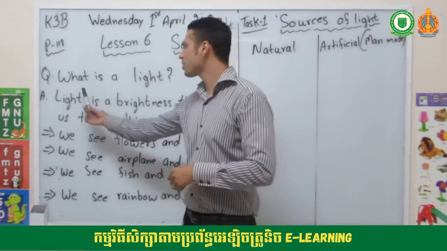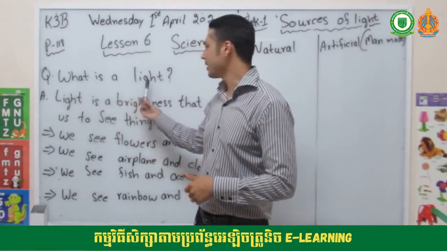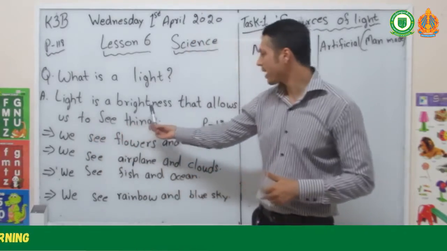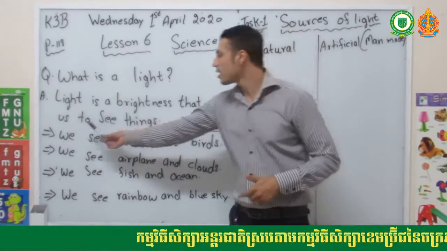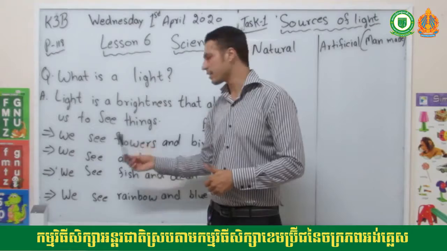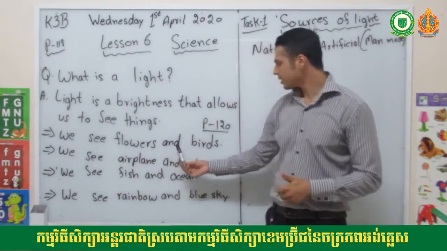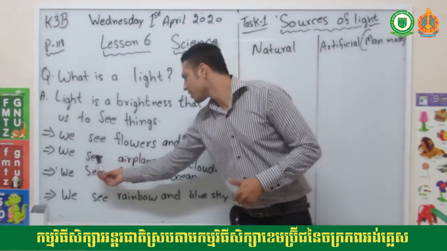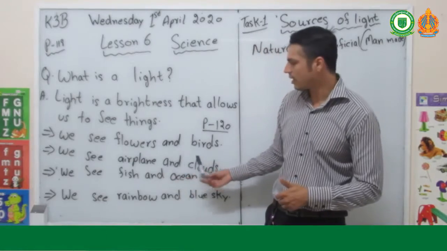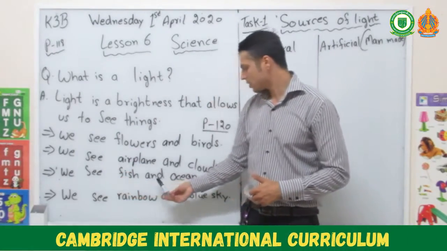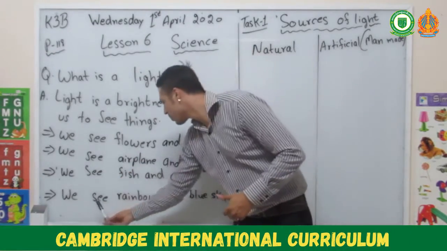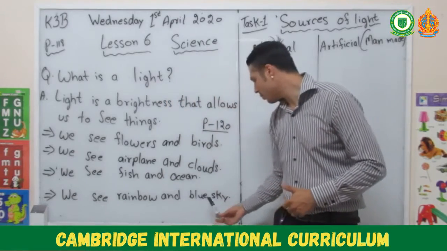Before I give you a task to do, I would like to review one more time. What is a light? Light is a brightness that allows us to see things. We see flowers and birds. We see airplane and clouds. We see fish and ocean. We see rainbow and blue sky.